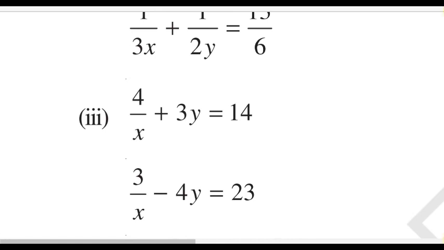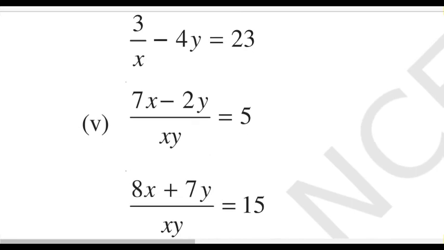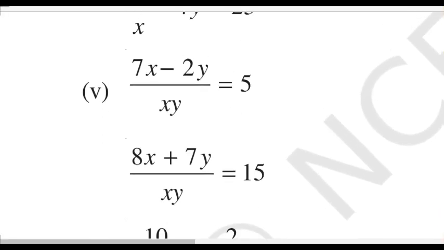Similarly, if you go for other equations, for this one, this is number 5, 7x minus 2y by xy equal to 5, and 8x plus 7y by xy equal to 15.